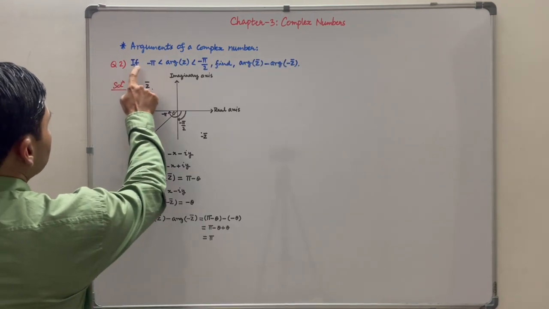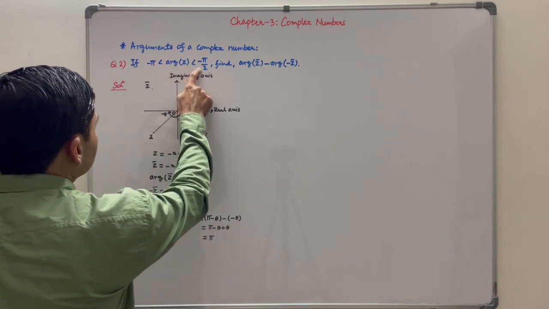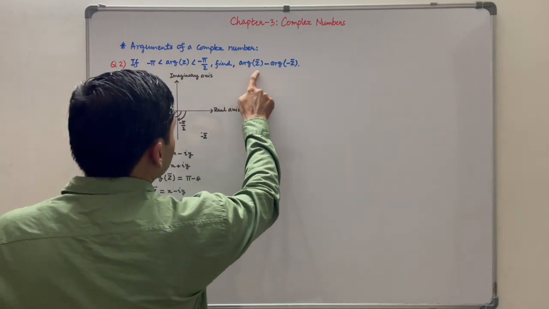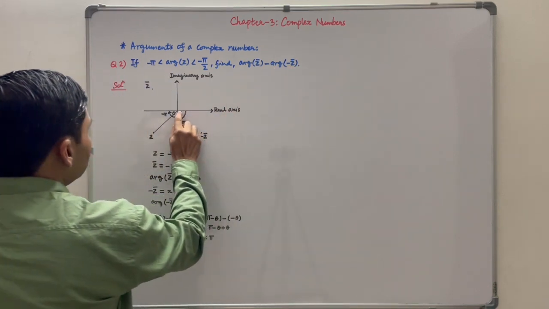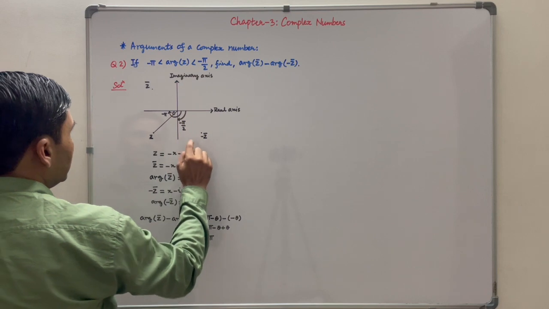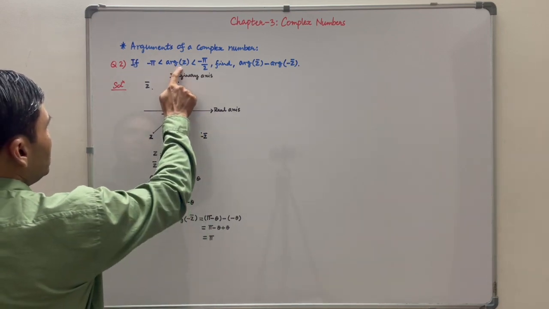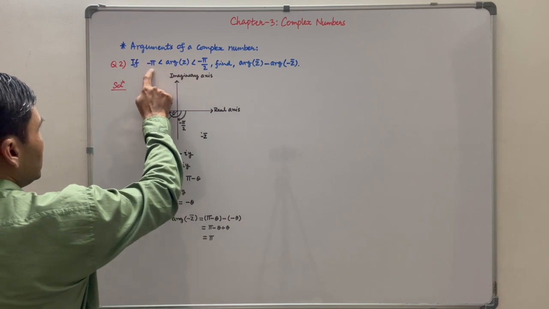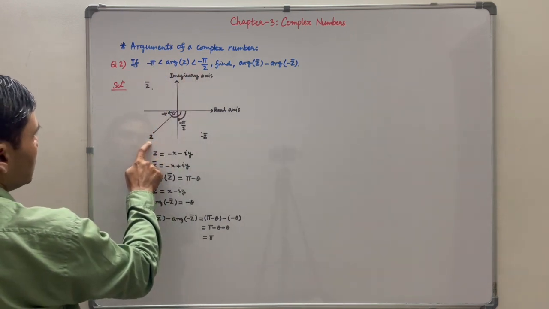Second question, if argument of z lies between minus pi to minus pi by 2, find argument of z bar minus argument of minus z bar. This angle is minus pi and this angle is minus pi by 2. It is given that argument of z lies between minus pi to minus pi by 2. That means z lies in the third quadrant.